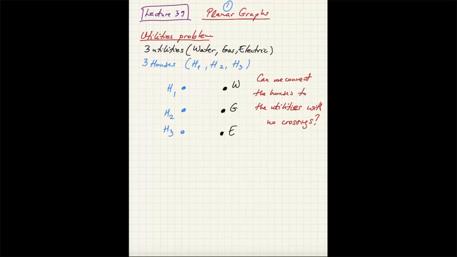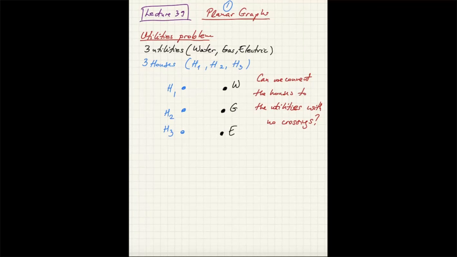Say we have three possible utilities, water, gas, and electric, and you have three houses. Let's call them H1, H2, H3. What we'd like is to connect these houses to utilities such that the connections do not cross. So we assume that this is done by cables or pipes or something like that.